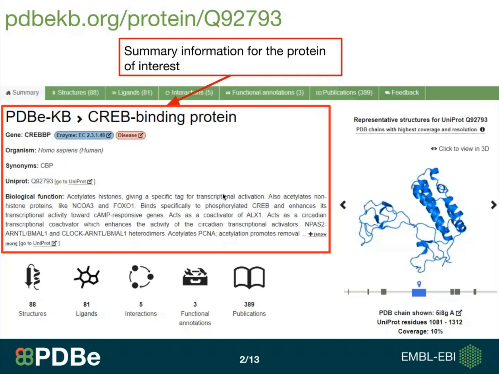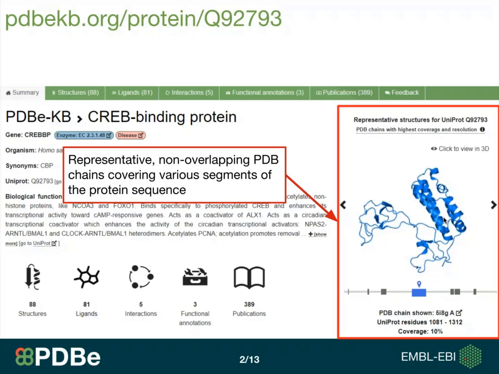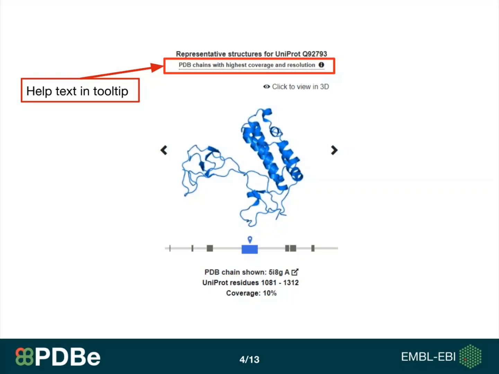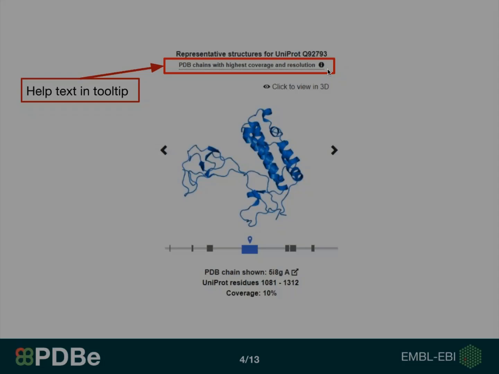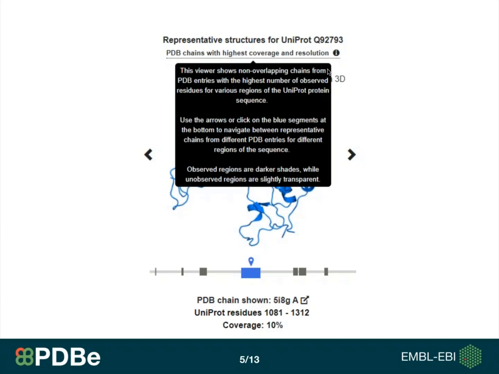Then on the right-hand side, we try to give you an overview of all the available PDB structures for this full-length protein. So I will go into a bit more detail regarding this component. At the top of this visualization component, you have a help text tooltip. So if you were to go there, you would see a brief description of what we have available within this component and what it is that you see here.